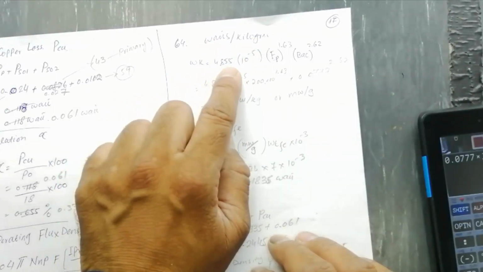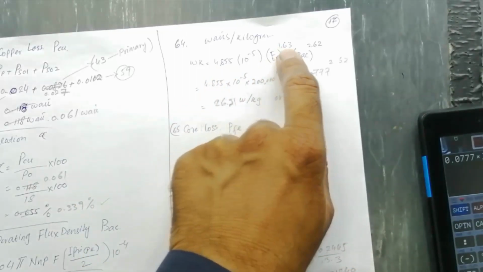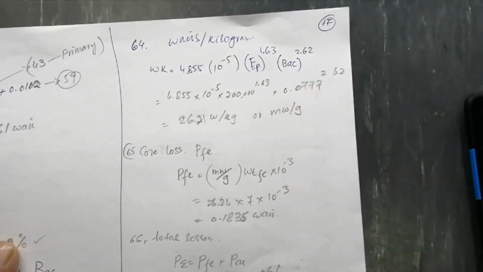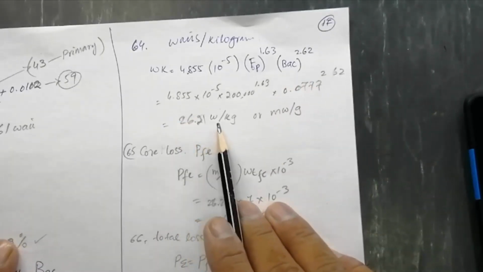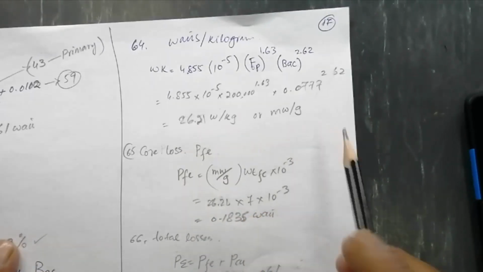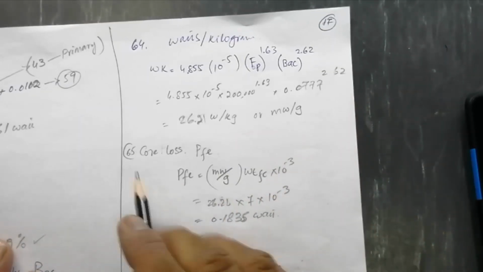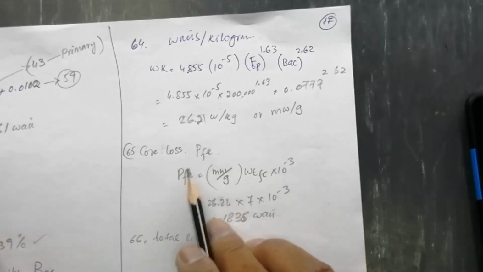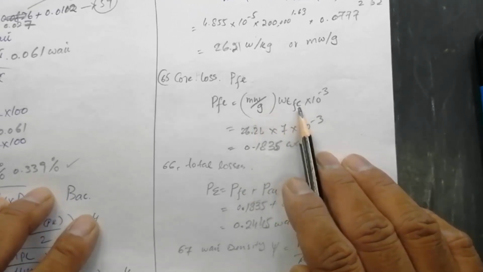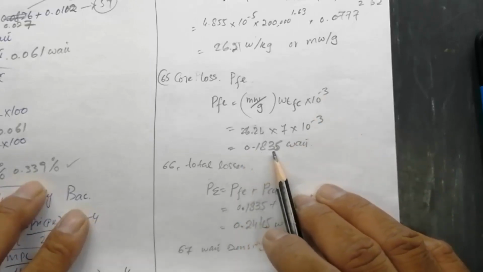WK is 4.855, 10 raised to power minus 5. Operating frequency raised to power 1.63. BAC raised to power 2.62. So it is 26.21 watt per kg or 26.21 milliwatt per gram. So we have to use milliwatt per gram in the formula, next formula here. So core losses, total ferrite losses, power ferrite losses is PFE milliwatt per gram, weight of ferrite core, raised to power 10 raised to power minus 3, it is 0.1835 watt.